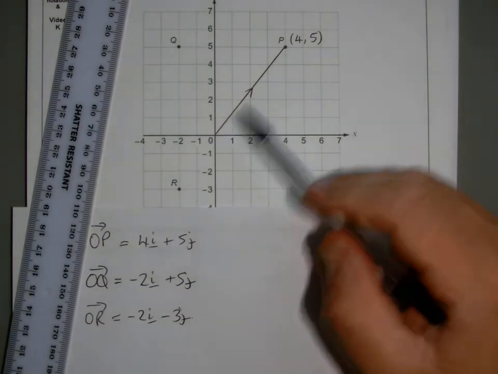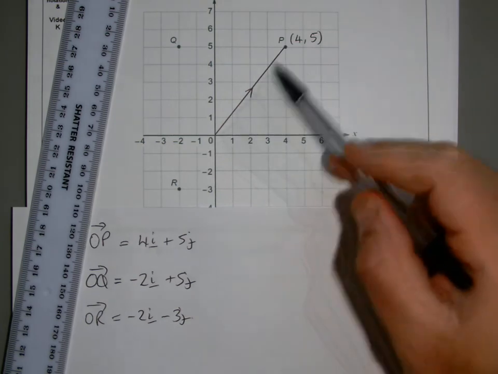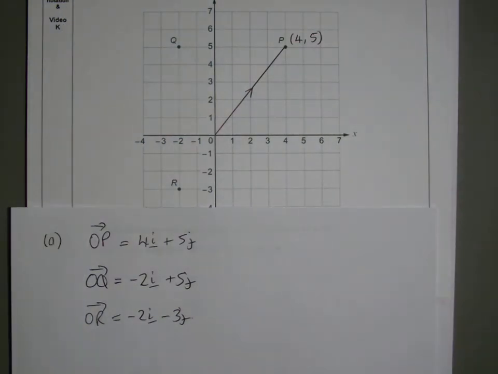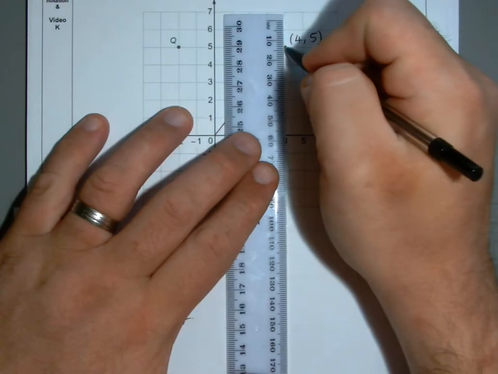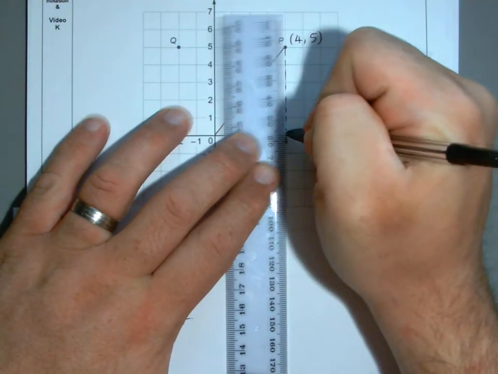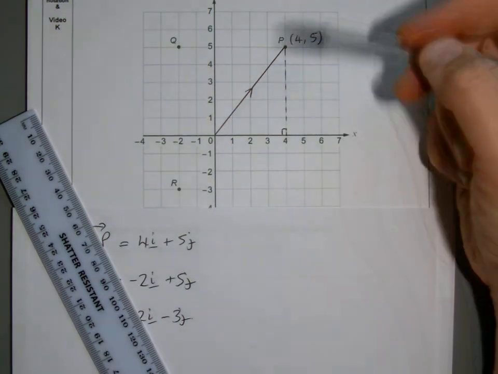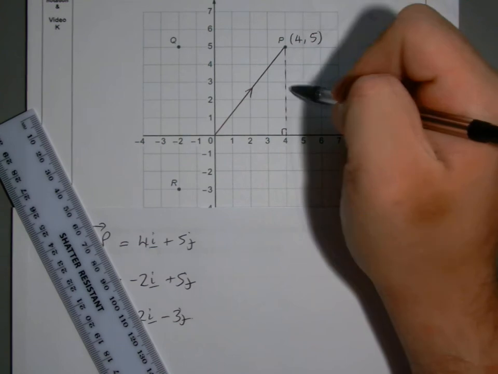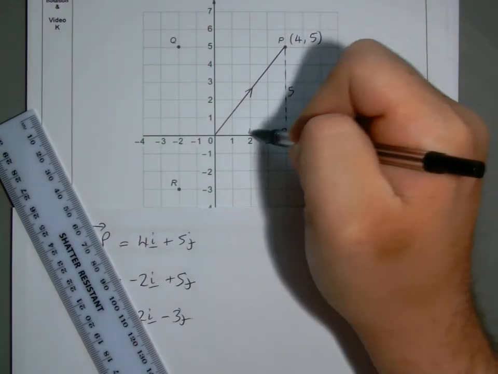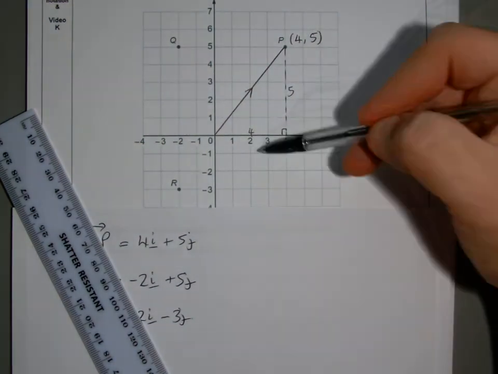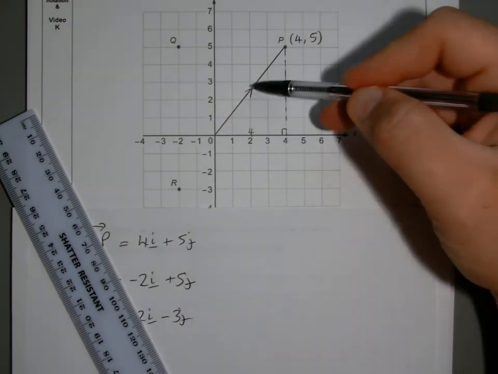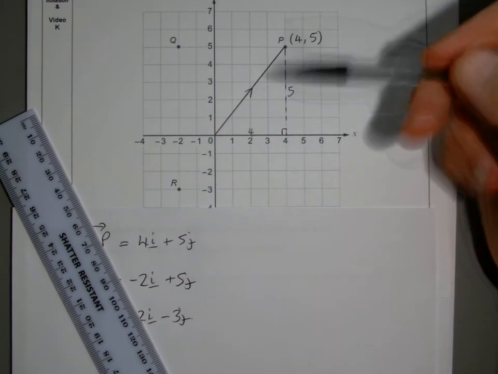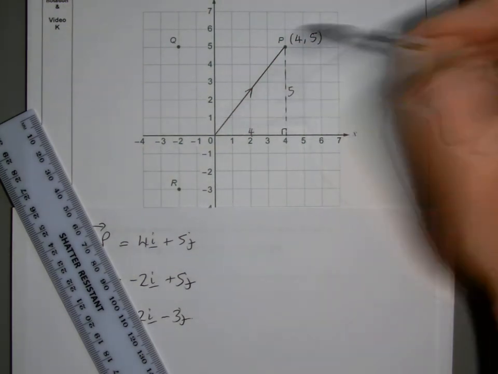Now, how do I work out the size of this? If you think about it, we could employ a GCSE topic and create a triangle here. When we've got a right-angled triangle, working out a length is easy. We know this length is 5, and this length across here is 4. So if we know the two sides, we can work out the third side using Pythagoras' theorem. The 4 and the 5, using Pythagoras' theorem, give us the length OP.